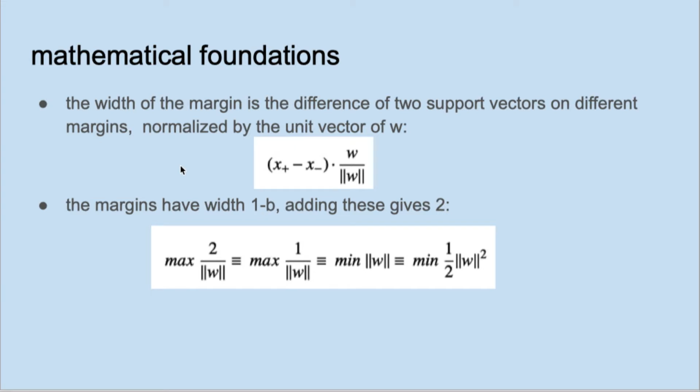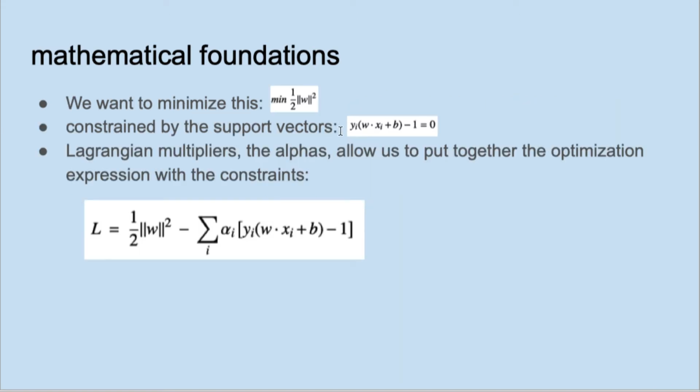The width of the margin is the difference of two support vectors on different margins, normalized by the unit vector of W. The margins have width 1 minus b, so if we add these we get 2, and this is the function here that we want to minimize. This function to minimize is constrained by the support vectors, which are those observations that equal 0 in this formula.